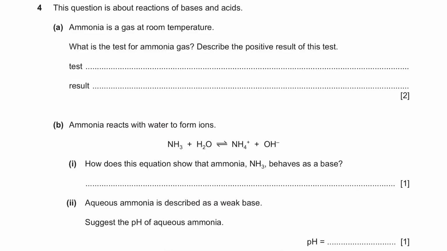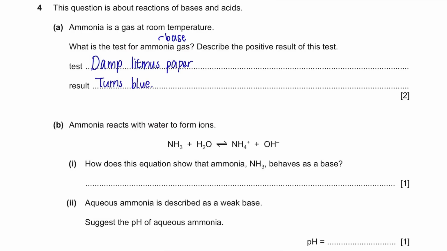Part A. Ammonia is a gas at room temperature. What is the test for ammonia gas? Describe the positive result of this test. Ammonia is a popular example of a base, so when we want to test for it, we use damp litmus paper. The litmus paper will turn blue in the presence of ammonia.